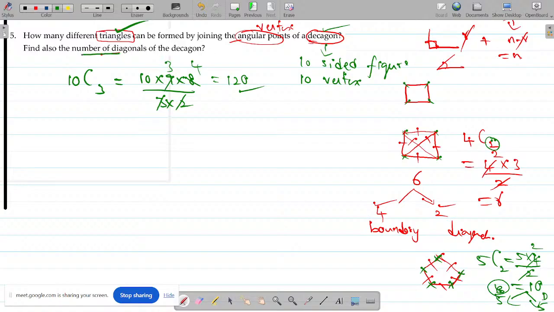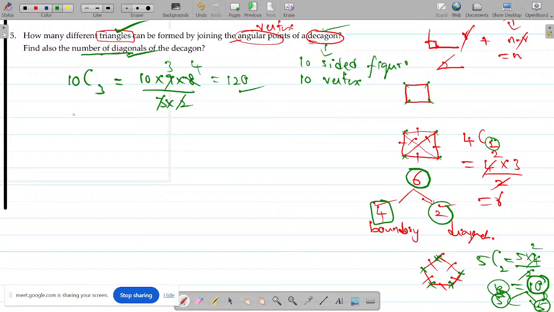Now, how many diagonals can be drawn? So now only we checked here. From 4 points, 6 lines can be drawn. 4 are boundaries, remaining 2 are diagonals. From 5 points, 10 lines can be drawn. 5 are boundaries, remaining 5 are diagonals.